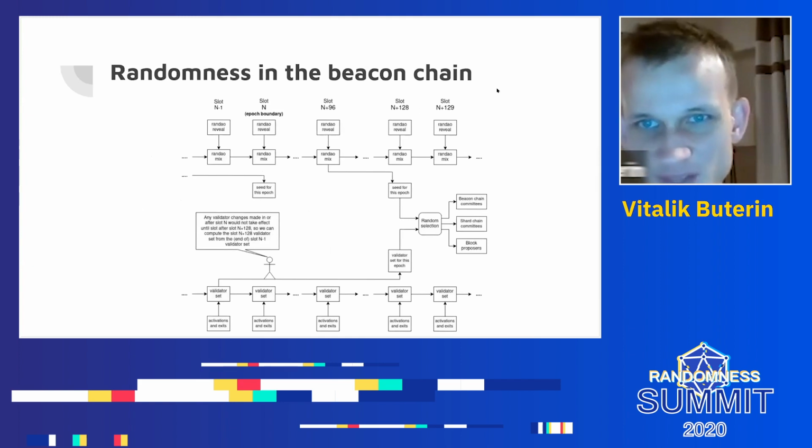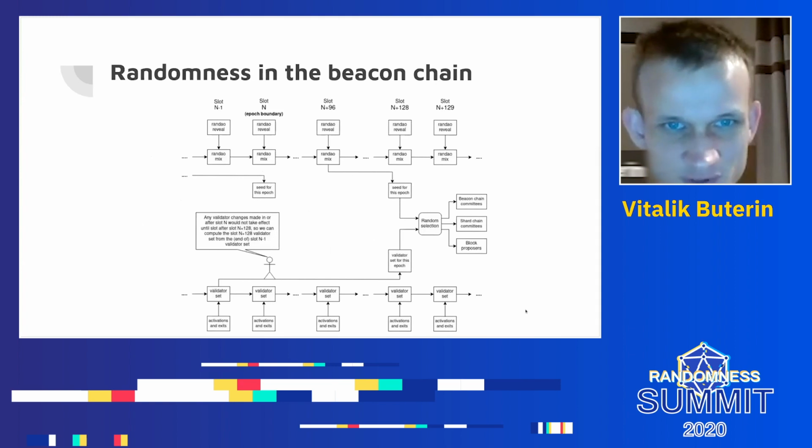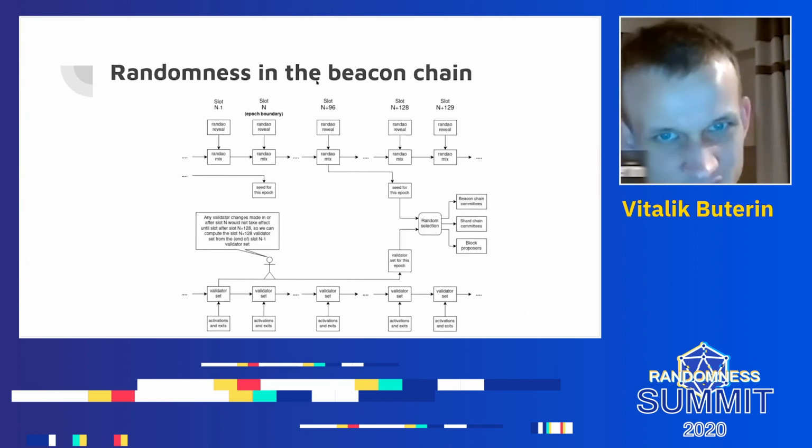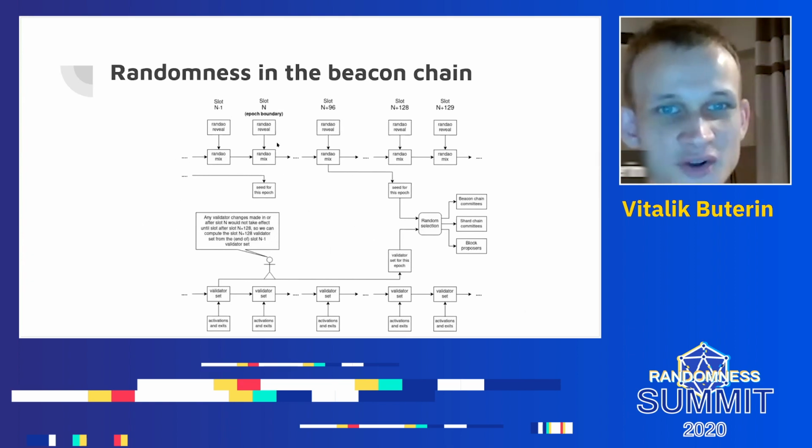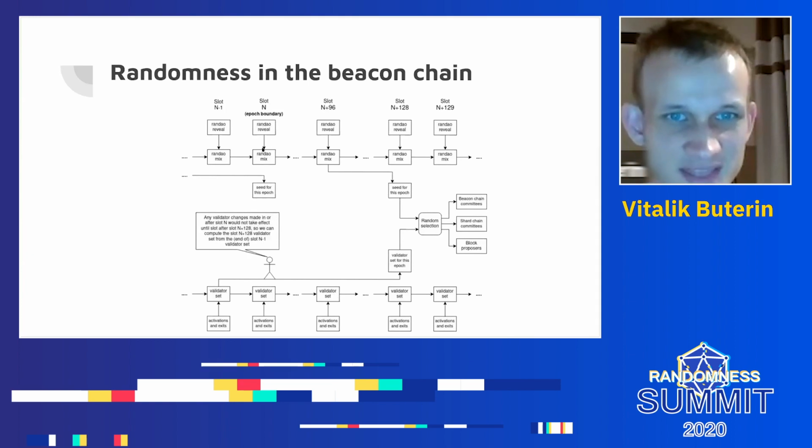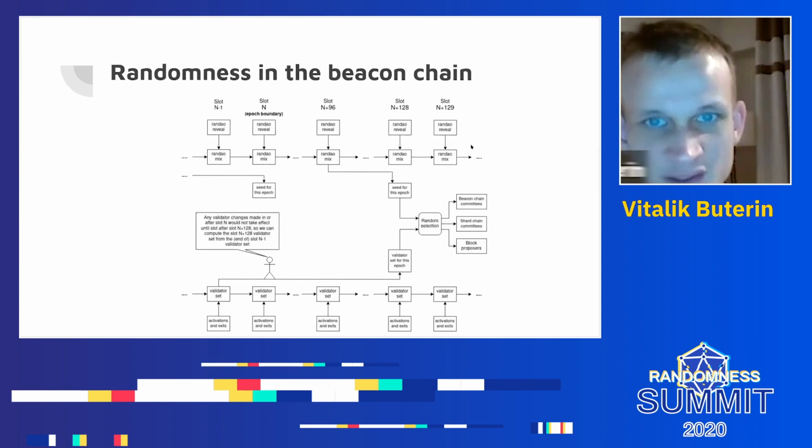So randomness in the beacon chain, this is part of the ETH2 annotated spec that I've been working on recently. So the idea is that the blockchain proceeds in slots, and there exists this RANDAO. So this is a constant ongoing RANDAO where every slot someone reveals a commitment, and then that gets XORed in, reveal a commitment, XORed in.